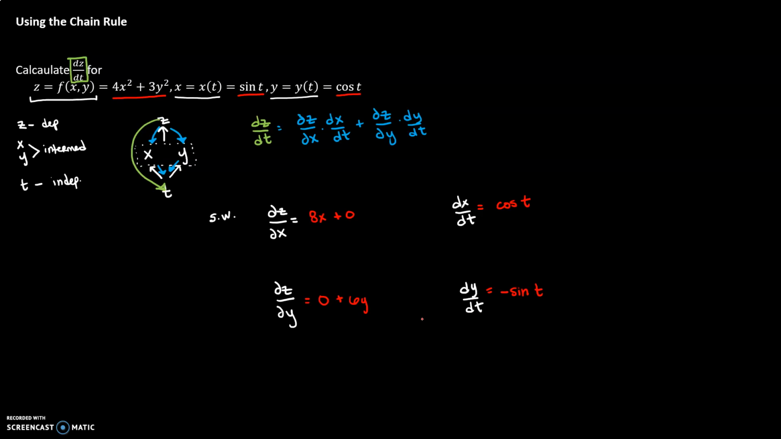Now that we have all four of the pieces we need, we can plug them into our chain rule formula. Starting with that first term, partial z with respect to x, that came out to be 8x, times dx/dt, that's cosine t. Next, we add the second term, partial z with respect to y, that looks like 6y, times dy/dt, which was negative sine t. We can clean that up a little bit: 8x cosine t minus 6y sine t.